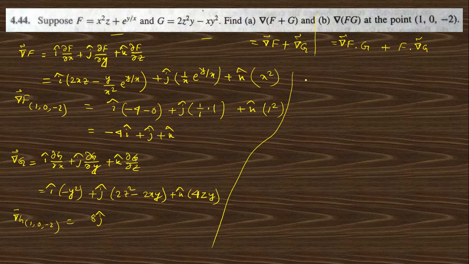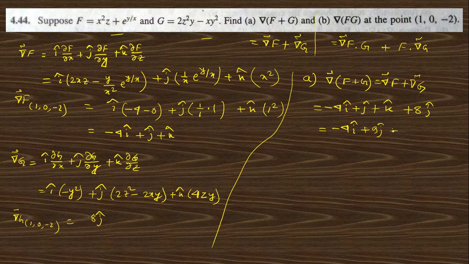For question A, gradient of f plus g is nothing but gradient of f plus gradient of g. The gradient of f equals -4 i cap plus j cap plus k cap, and gradient of g is 8 j cap. So this will become -4 i cap plus 9 j cap plus k cap.